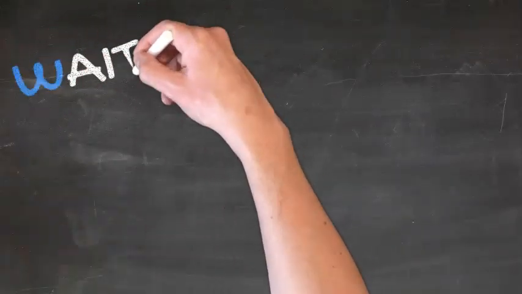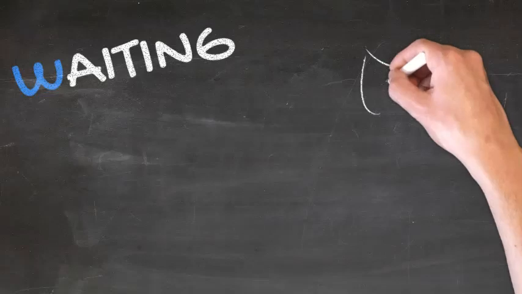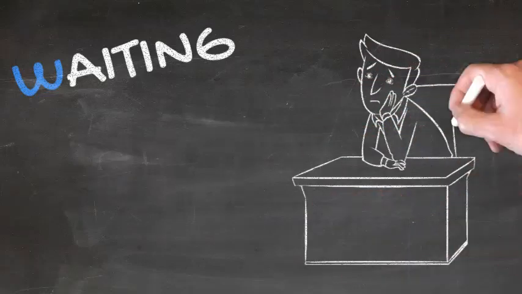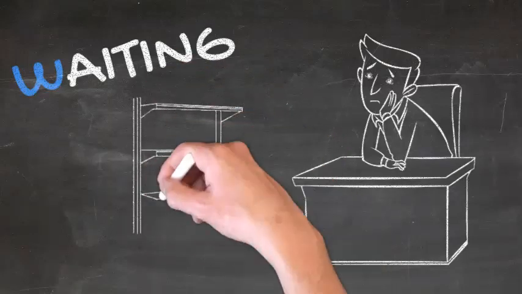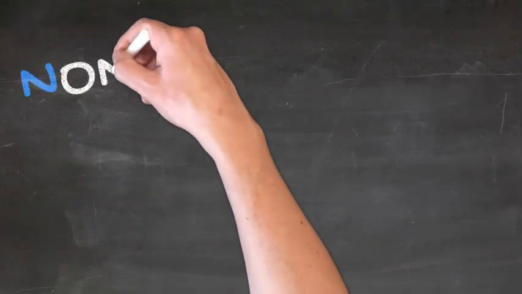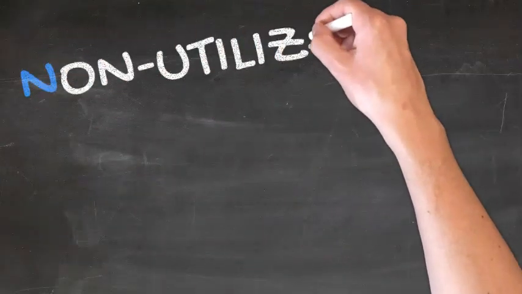Next we have W. W is for waiting. Anytime our people or equipment are sitting idle, we are losing money. Companies plan to maximize their labor to meet customer expectations, so if our people are waiting for work, we are likely missing our goals.